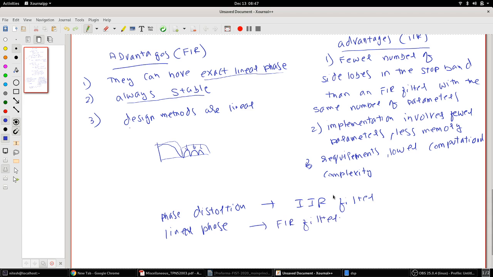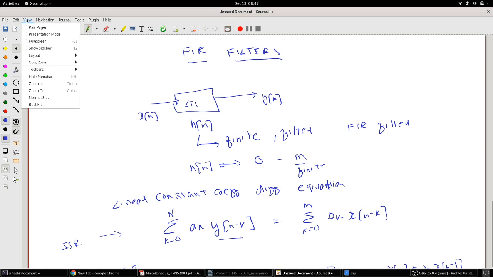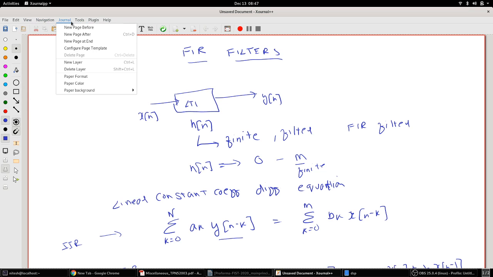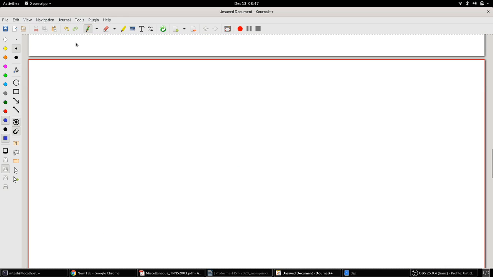So we'll come now to what a linear phase is and what you mean by that. So let's come to magnitude response and phase response first of all. Magnitude response and phase response.